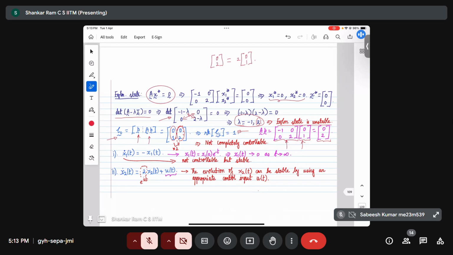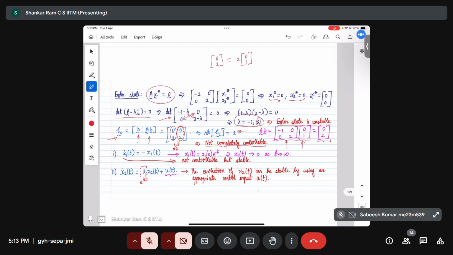So another way in which people check whether a square matrix is full rank is by taking its determinant. If the square n by n matrix has rank n, the determinant of the matrix is non-zero. But in this case, when you calculate the determinant, we get the determinant as 0. So that is why the rank is not 2. It is 1 in this case. So consequently, the system is not completely controllable.